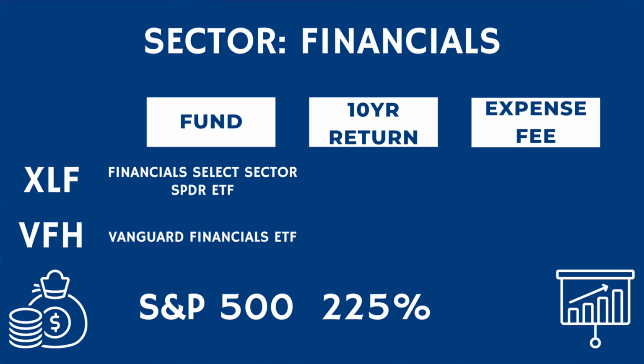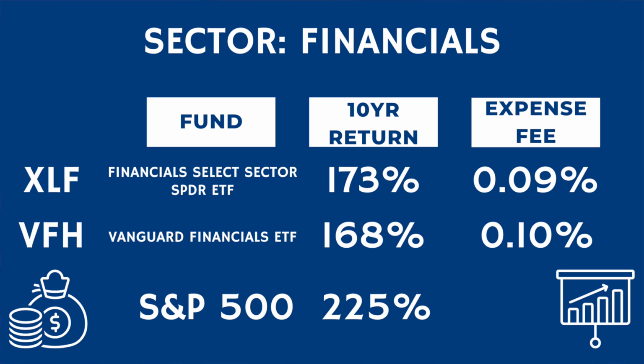That brings us to our next sector, which is the financial sector. Think of things like banks, institutions, as well as investment brokers. The two ETFs we'll be highlighting today include XLF, the Financial Select Sector SPDR ETF, as well as VFH, which is the Vanguard Financials ETF. Over the past 10 years, XLF has returned 173%, with VFH returning 168% over that same 10-year period.